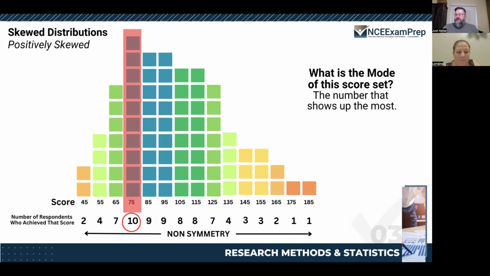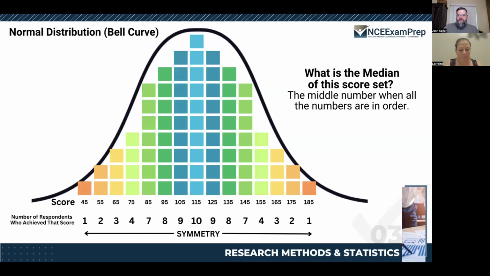It may not be that way, or you're not going to have pictures on the NCE. You might have a list of numbers and you have to look and see how many 75s there were in that list. So just know that whichever number is most occurring, that's going to be the mode of that set. So what about the median? What is the median of this score set? The middle number when all of the numbers are in order.